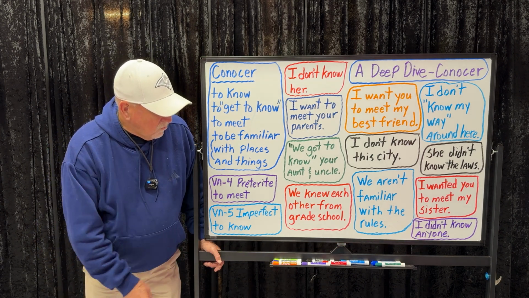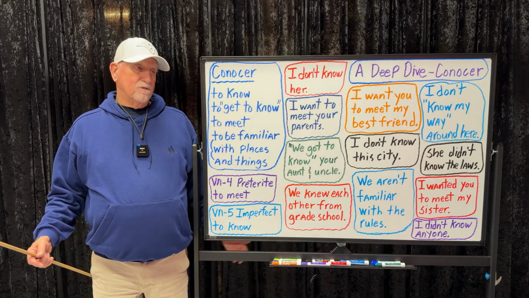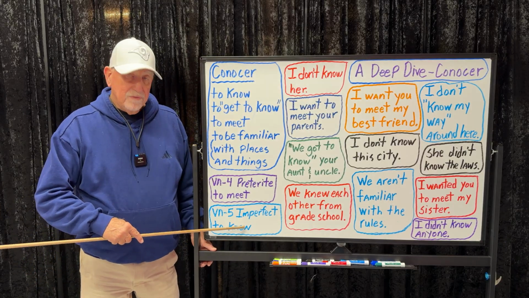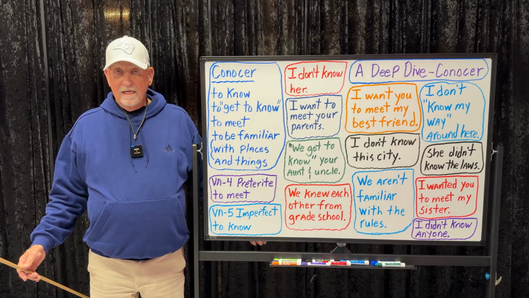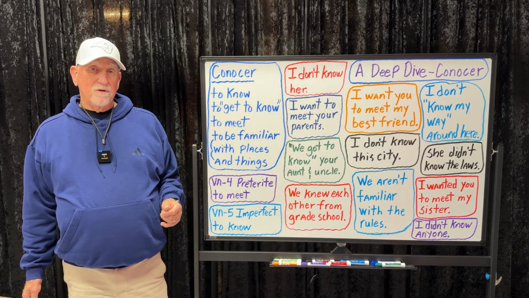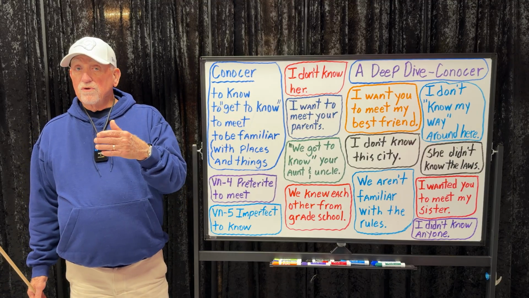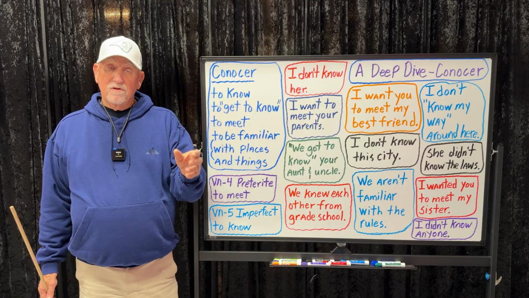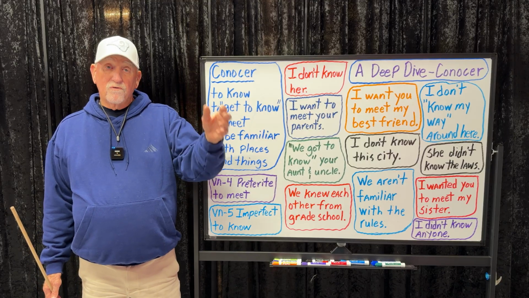I didn't know anyone. Like I went to the party, fui a la fiesta. I did not know anyone. Once again, no conocía a nadie. So there's some good things to remember here. If you want to say who you know or knew or didn't know, you need that personal A in front of the person's name or the word referring to the person.